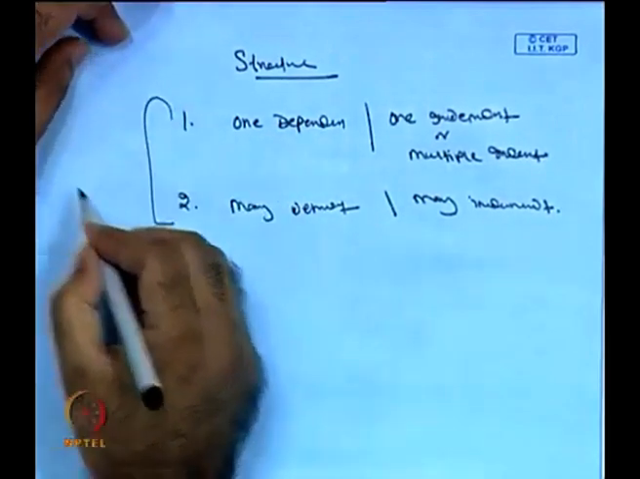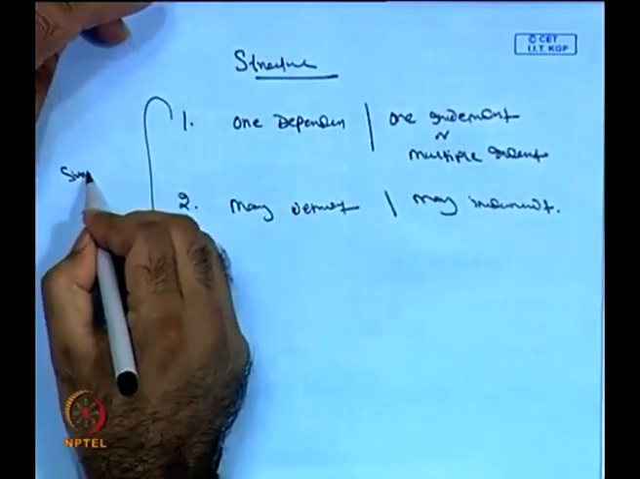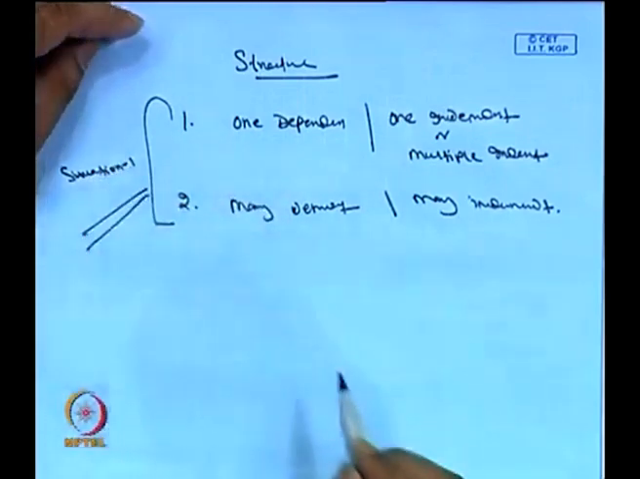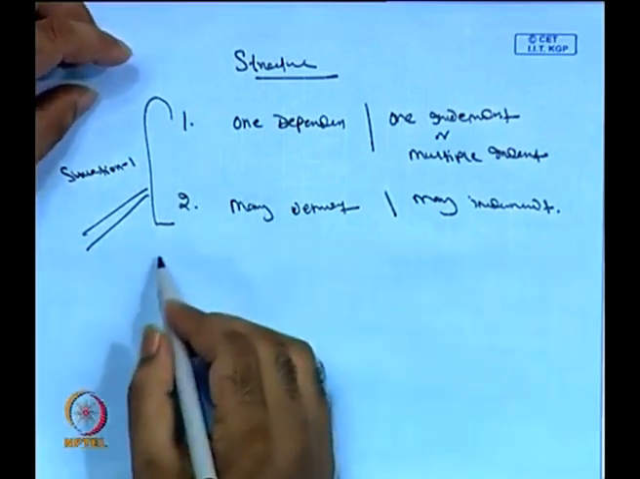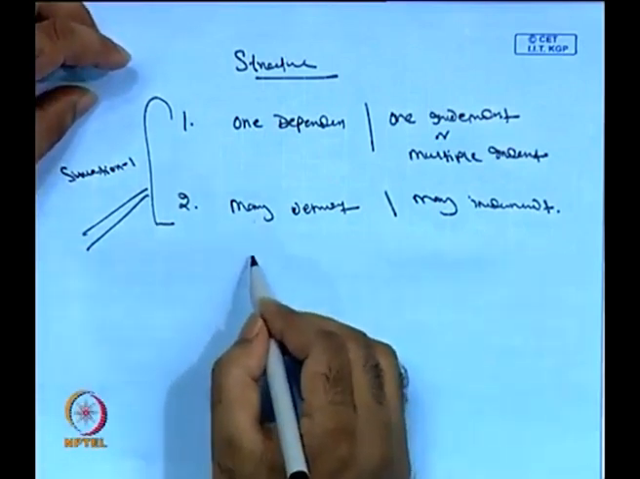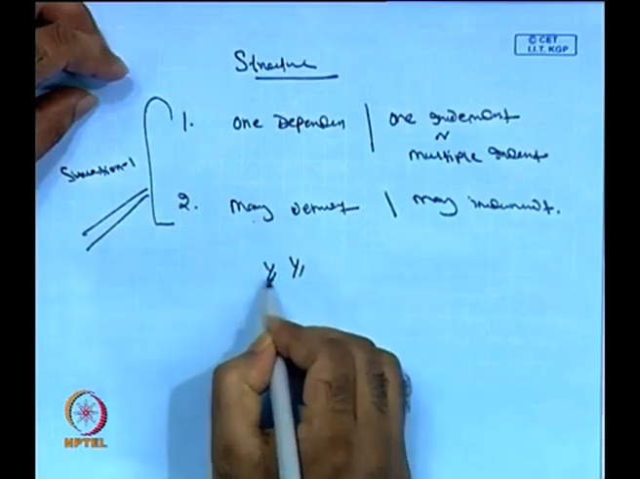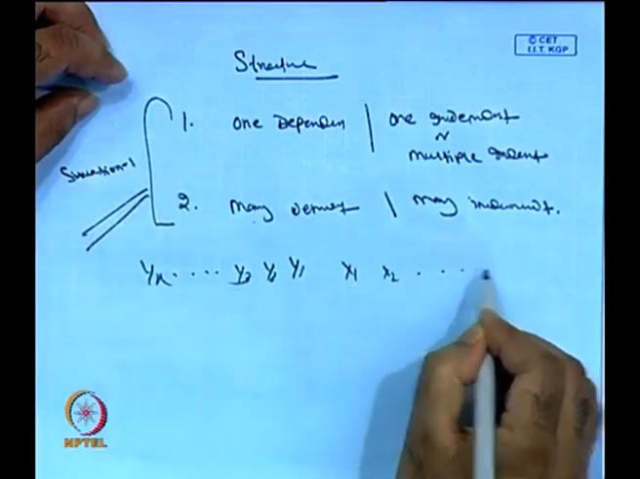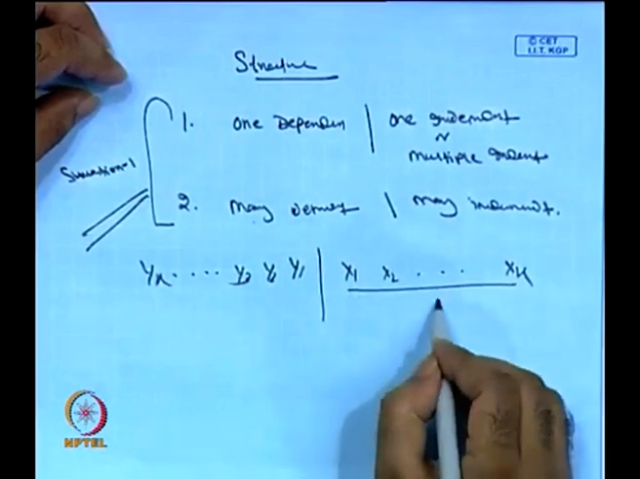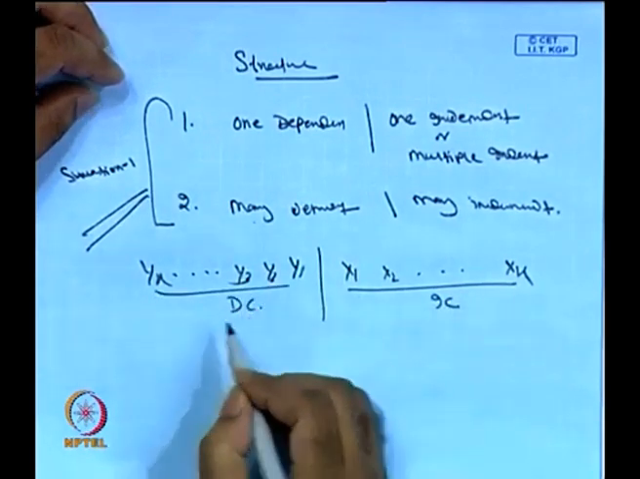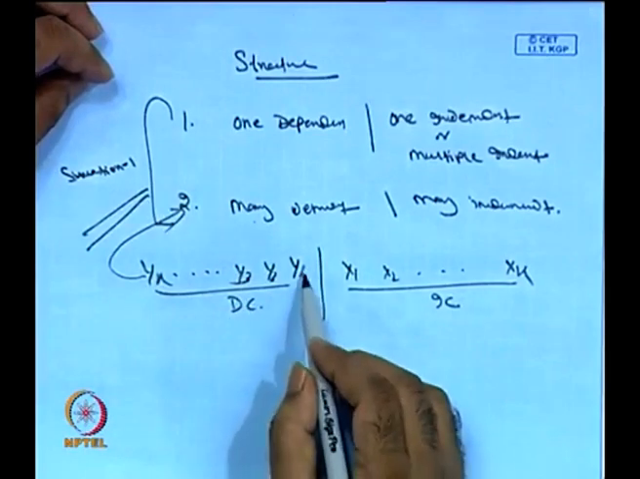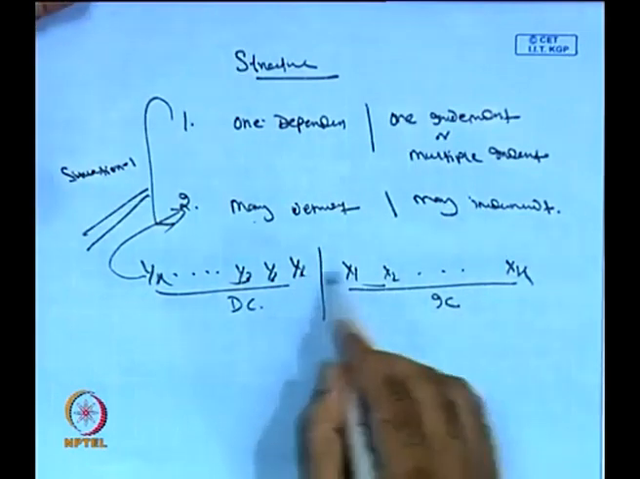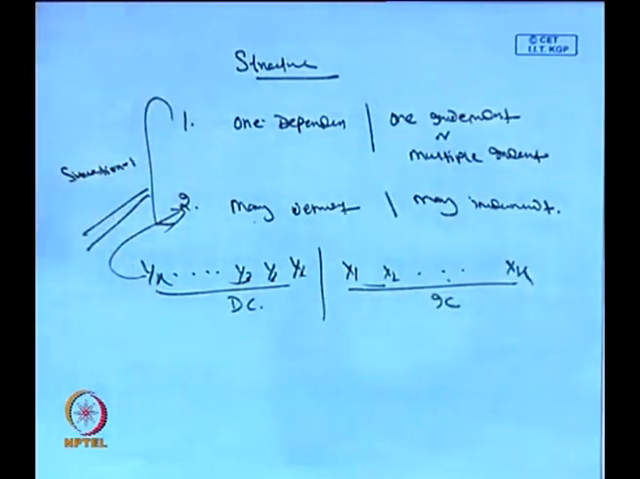Of course, this is, you can say, situation 1. Why will I call it situation 1? Because here one of the standard assumptions is about the variables. Let us say I put it this way: y1, y2, y3 up to yk, and x1, x2 up to xk. So, this is the independent classification, this is the dependent classification. This is how we can represent it. One with one, then one with two is called bivariate, one with three is multivariate. So, this is what the structure is all about.